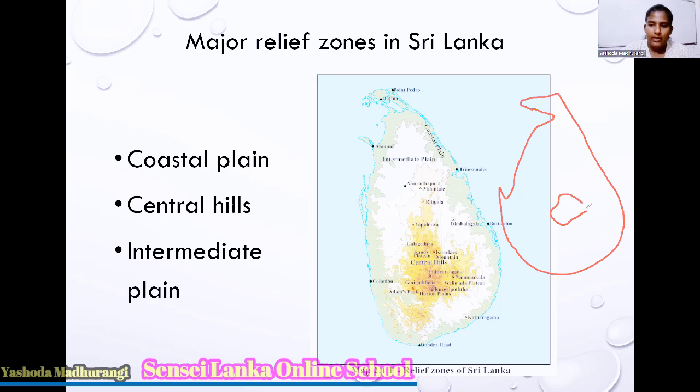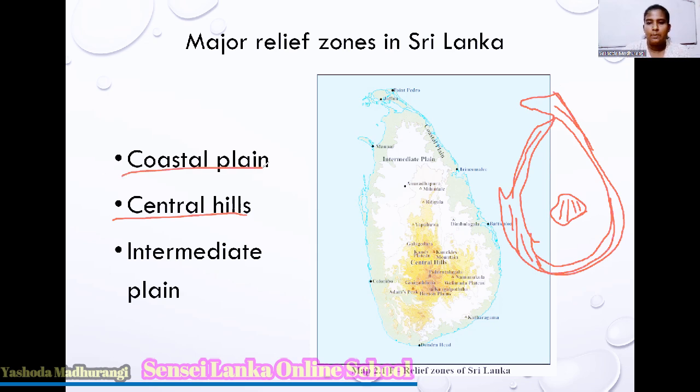In the middle of the country, you can see central hills. And then once again, we can draw another line here close to the sea. That means the coastal area, the coastal border of Sri Lanka. It is the coastal plain. And in between the coastal plain and the central hills, the intermediate plain is there.